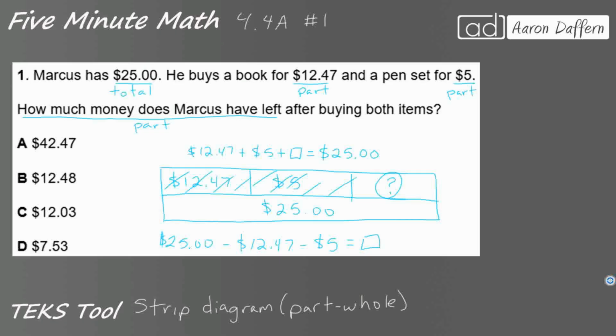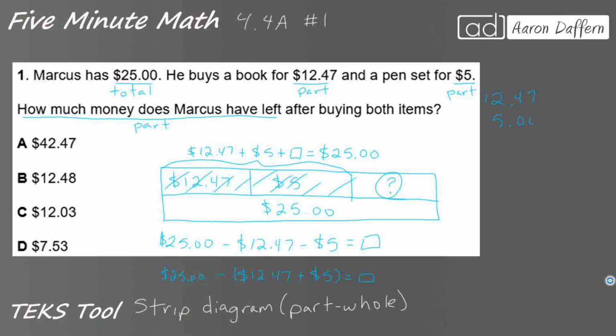Or if we don't want to subtract twice, what we could do is take the $12.47, add that to the $5, and figure out how much that total is. Now, we still have to subtract that from the whole, but you can add first if you want to, and that will get you there. So let's do that. Let's take my $12.47. Now, the trick with the $5 is there's no decimal there, so it always goes after the ones place. So I need to write my 5 like this.